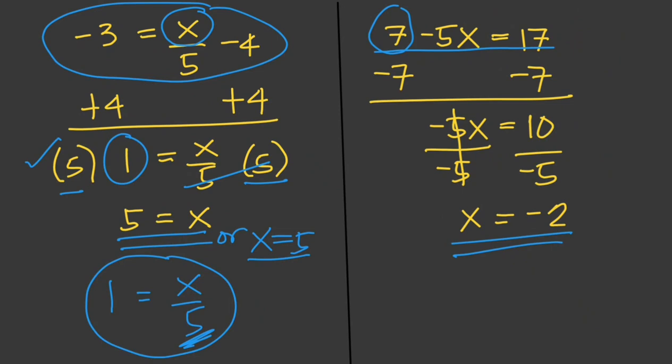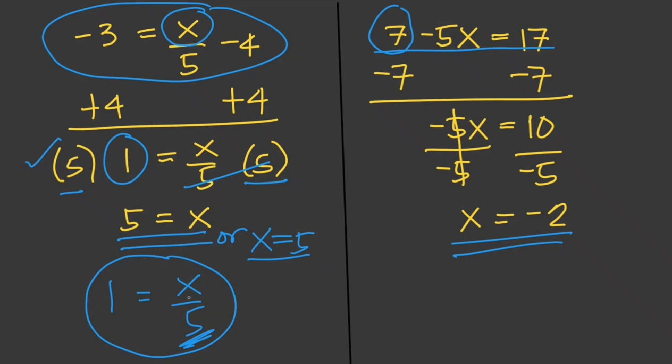Then more examples here. We have negative 3 equals x over 5 minus 4. We have to get rid of negative 4 here. So we just add 4 to both sides of the equation. So this would be negative 3 plus 4, which is just positive 1. Then we bring down x over 5. This is what we get: 1 equals x over 5.